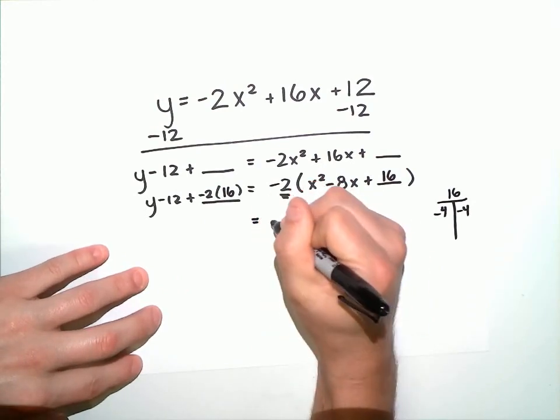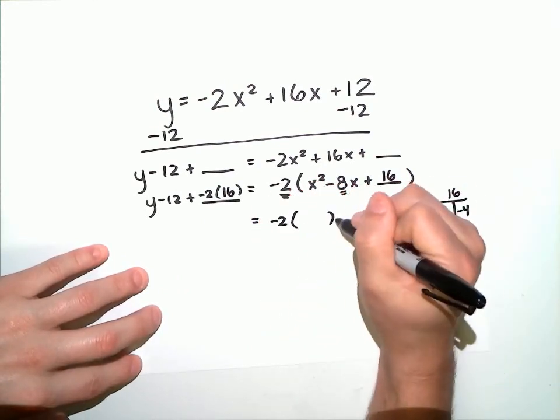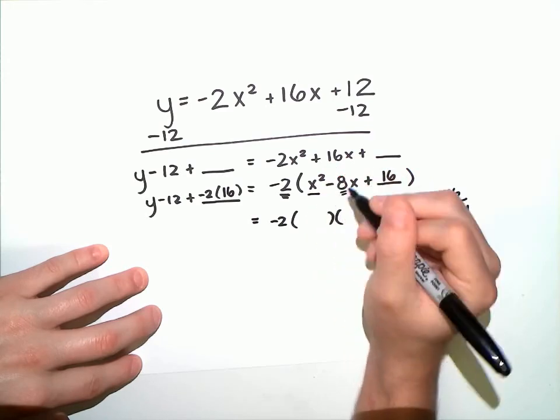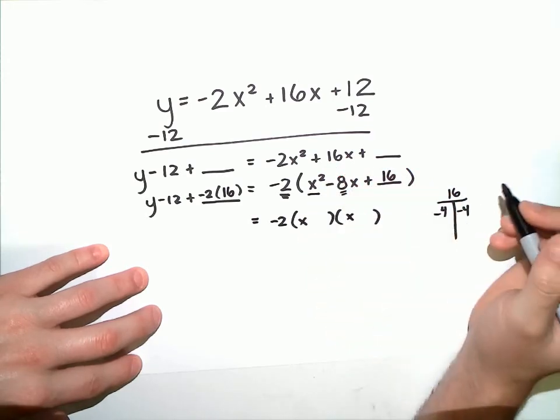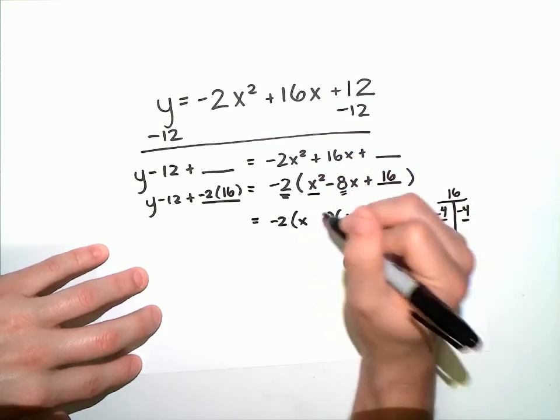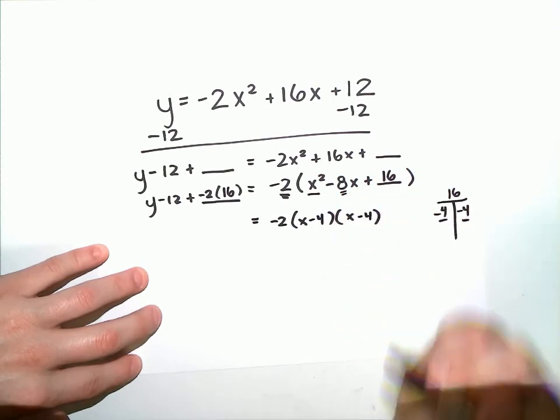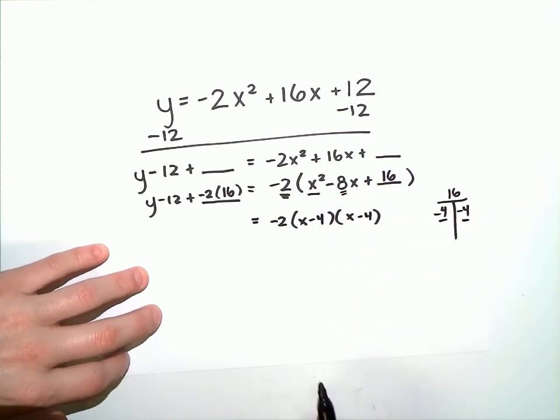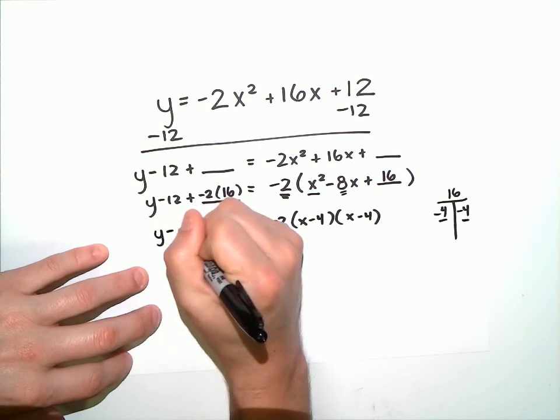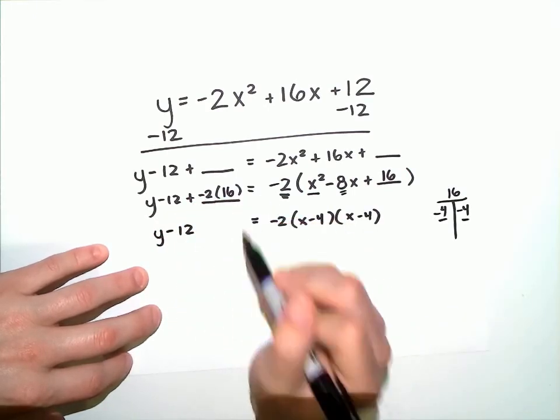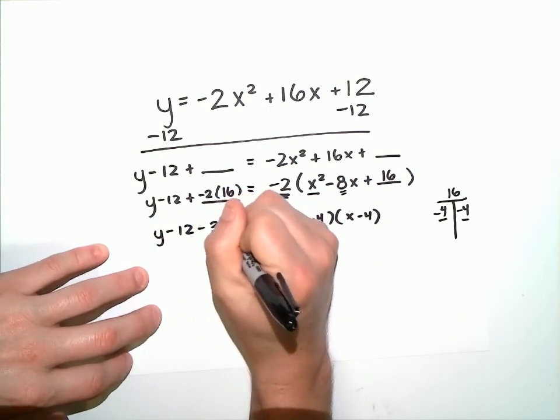On the right, I'm going to get negative 2, and then I'm going to go ahead and factor. So my x squared will be x and x, and my 16 was going to be minus 4 and minus 4. And on the left, I have y minus 12, and negative 2 times 16 is negative 32.